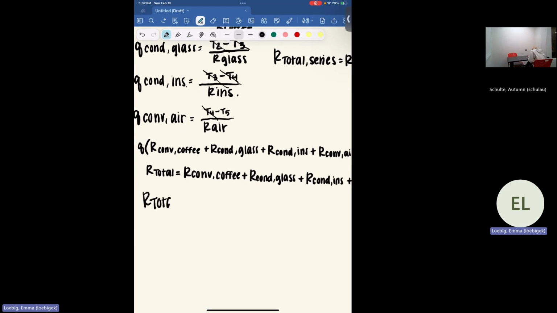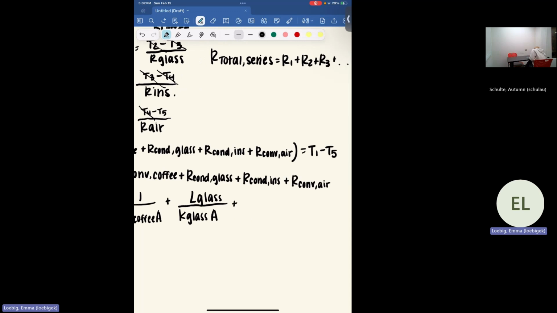So total resistance is going to be equal to 1 over the heat transfer coefficient of coffee multiplied by the area, plus the thickness of the glass divided by the thermal conductivity of the glass multiplied by the area, plus the thickness of the insulation divided by the thermal conductivity of the insulation multiplied by the area, plus 1 over the heat transfer coefficient for air multiplied by the area.